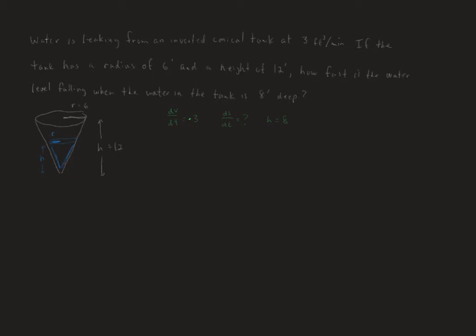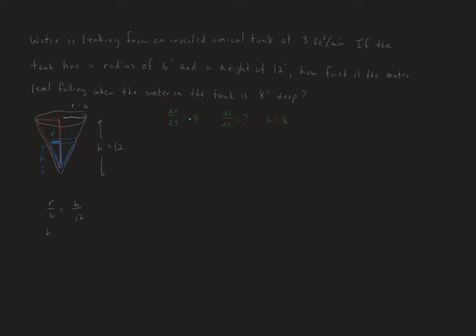Now when you look at the water in the tank, you can see that the triangle formed here by the water is going to be similar to that triangle formed by the tank itself. And so in similar triangles, we know that the corresponding sides are proportional. So the r over 6, that's the radius in the small triangle of water over the radius of the big triangle in the tank, is going to be proportional to the height of the water over the height of the tank, or you could have done that any way you like.